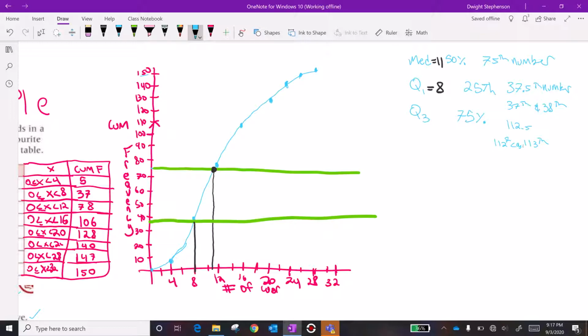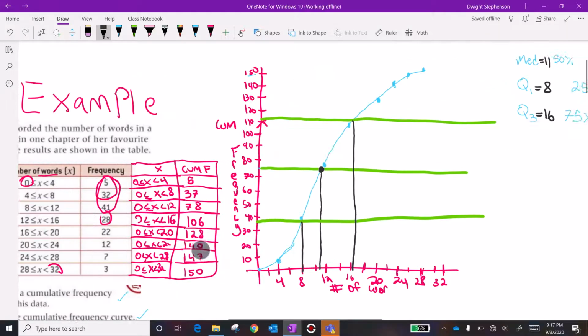So we go to 112.5, which is up here, and we draw all this going across. And then we try to find, okay, what number is that? So we go straight down. That wasn't very straight, but it looks like it's about 16. All right, so our third quartile is going to be 16.